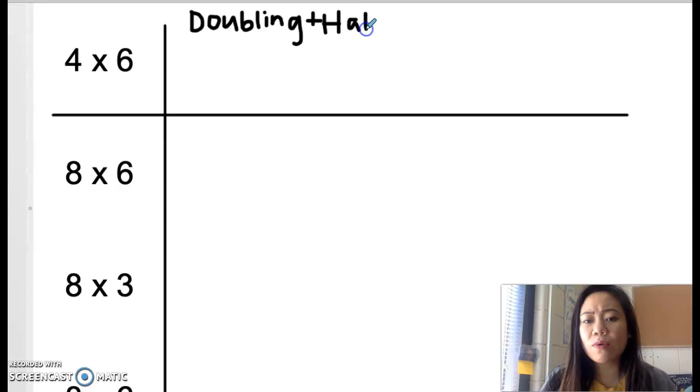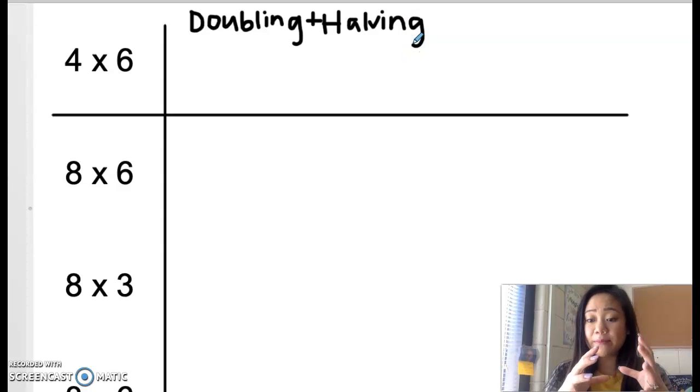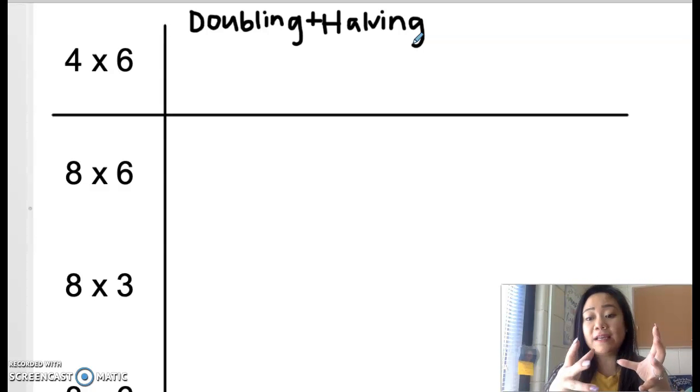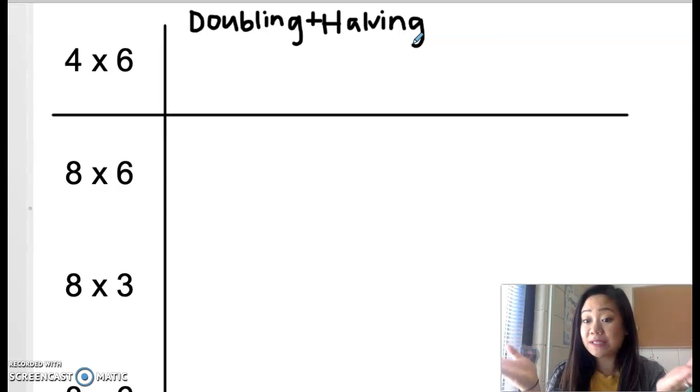So what is doubling? Doubling is you double something. So it's the same number plus itself. Now what's halving? Halving is having something and then breaking it into two equal groups. So in a way, doubling and halving are kind of opposites of each other. That's important to know for this lesson.